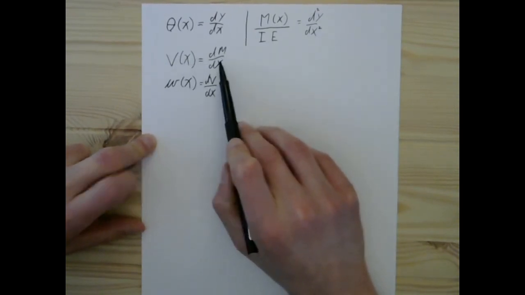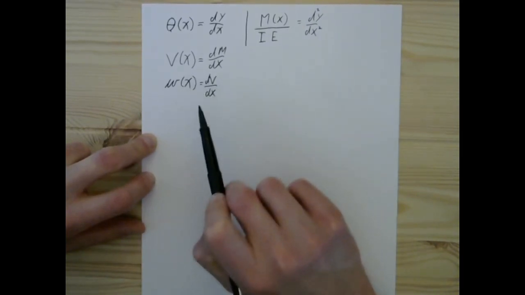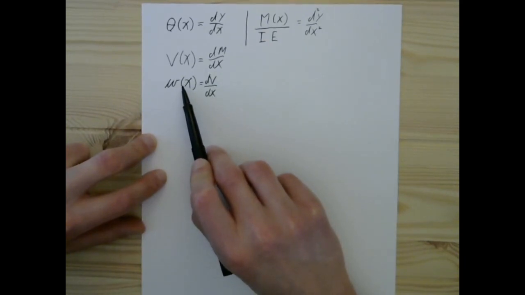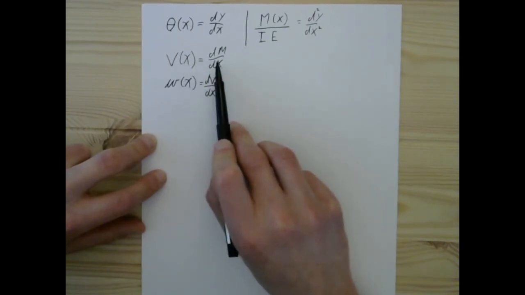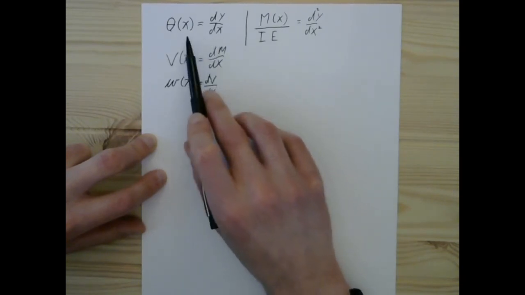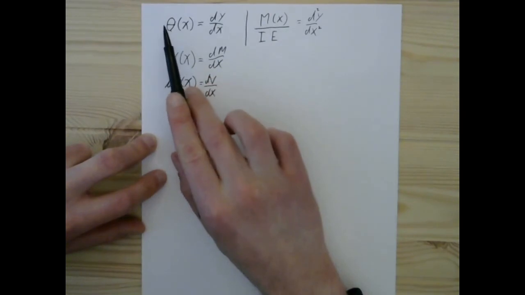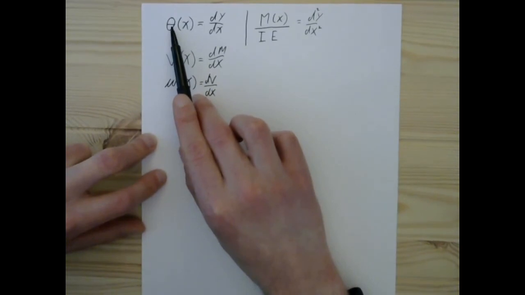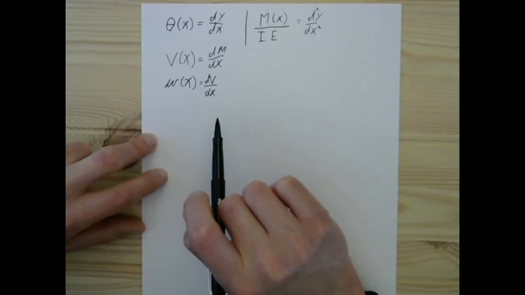The shear is the derivative of the moment, and the distributed load is the derivative of the shear. So we can just integrate the distributed load to obtain our shear function, integrate our shear function to obtain our moment function, integrate our moment function and divide by the second moment of inertia and the Young's modulus to obtain the rotation, and then integrate the rotation to obtain our deflection.